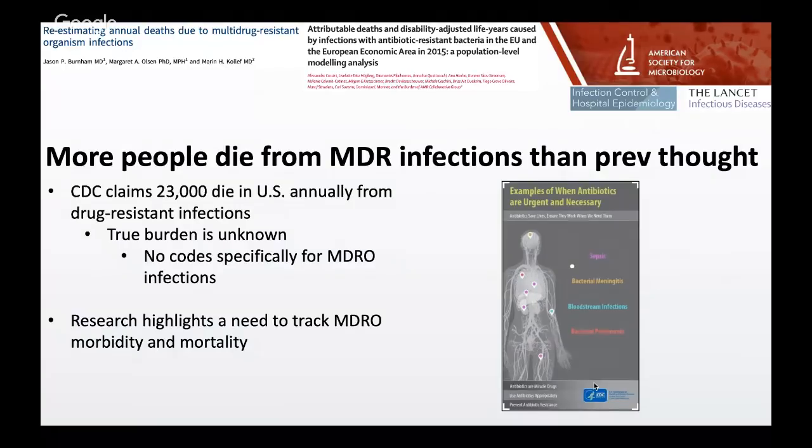The one from Infection Control and Hospital Epidemiology is titled Re-Estimating Annual Deaths Due to Multidrug-Resistant Organism Infections. The one from the Lancet Infectious Disease is Attributable Deaths and Disability-Adjusted Life Years Caused by Infections with Antibiotic-Resistant Bacteria in the EU and the European Economic Area in 2015, a population-level modeling analysis. Take-home message from these studies is that more people die from multi-drug resistant infections than previously thought.